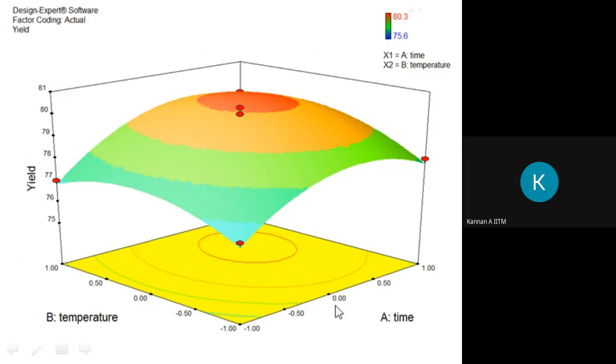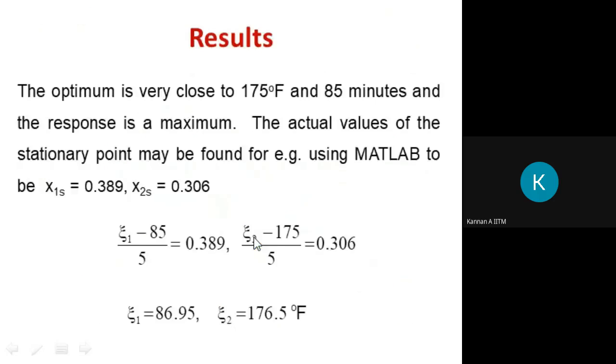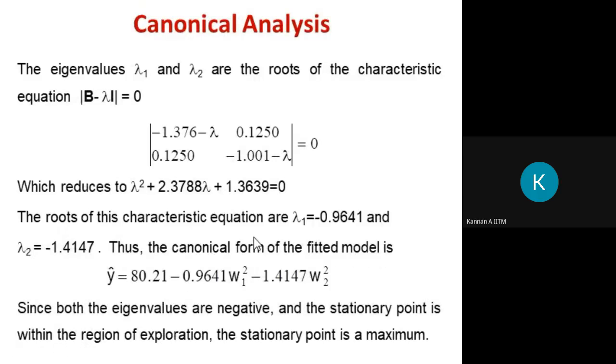0.389 and 0.306, somewhere around here, 0.306 and 0.4, somewhere around here, you're having the optimum. And eigenvalues, you know the definition of eigenvalues, and this is the characteristic equation: B minus lambda I is equal to 0. In MATLAB, you can simply put eig of B, and you'll get the eigenvalues.